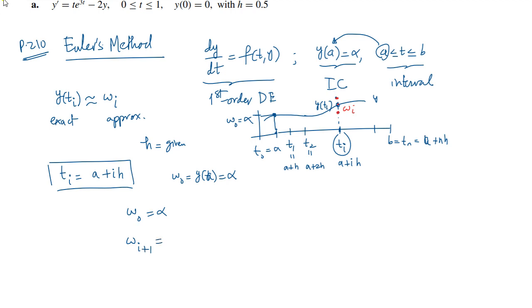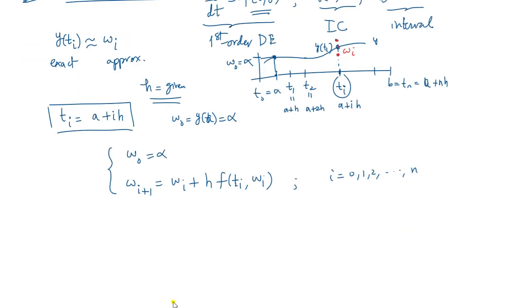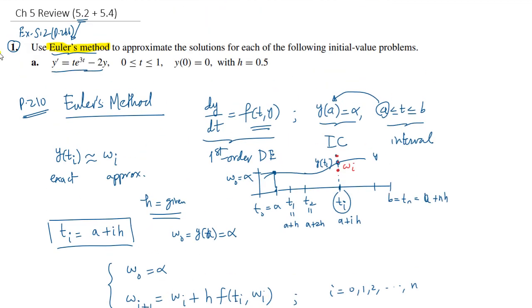So w_(i+1) is equal to the previous one plus h times the function value on the right side at the previous point. See, simple as that. So the h which is given, we multiply by the right hand side. You see, the right hand side is f(t, y), but I calculate it with the previous point t_i, w_i. Then I add the previous approximation, and it gives me the next one. That is for i equal to 0, 1, 2, and so on up to n. So this is your Euler's method. Now if I apply this Euler's method in this question, this is the a part.